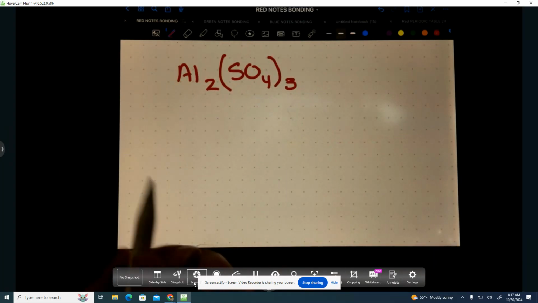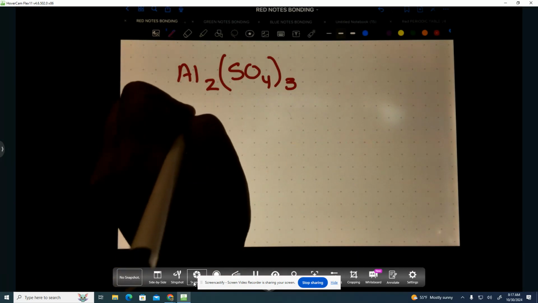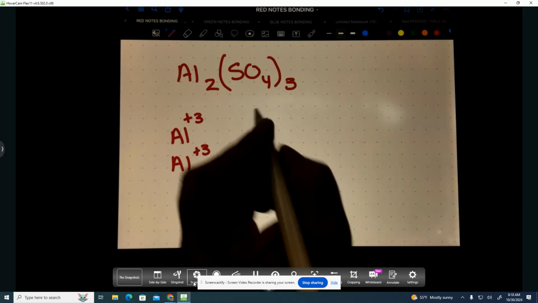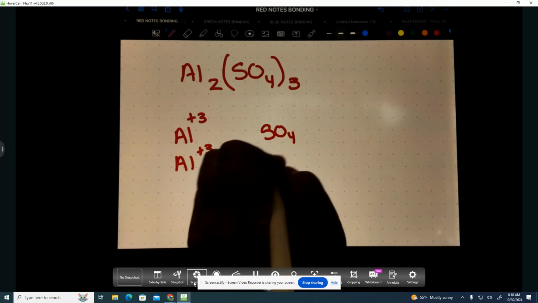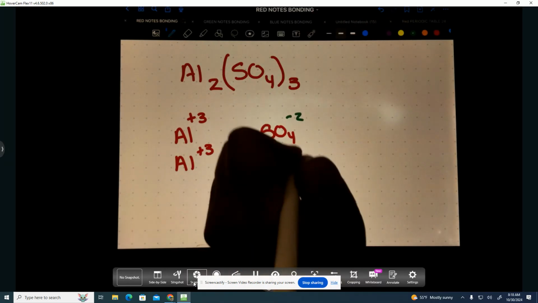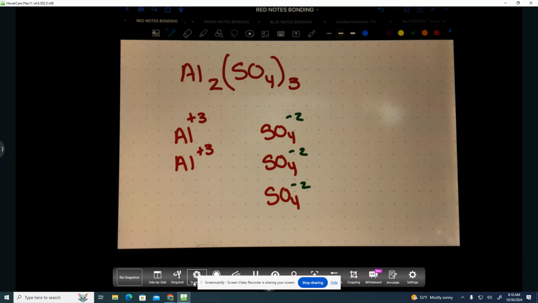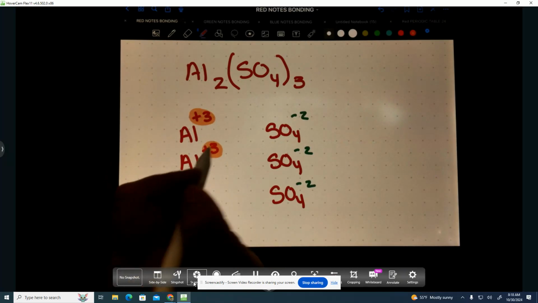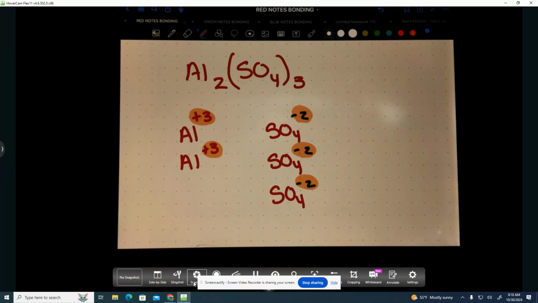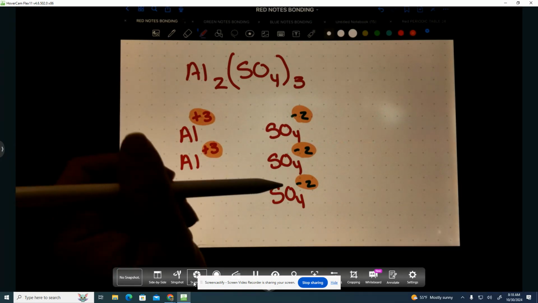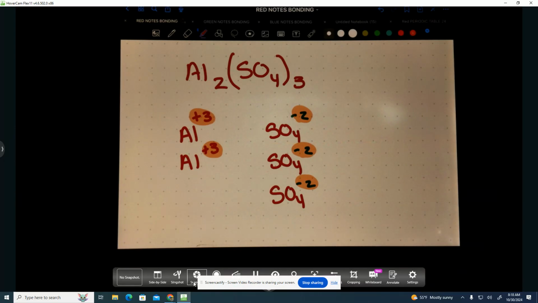If I expand this out, this is what it's looking like. I've got 2 aluminums with a +3 charge. I've got 3 SO4s, each one of those with a -2 charge. Now, these charges all add up to 0. +3, +3, -2, -2, -2. Does everybody see how the puzzle pieces are starting to fall into place?